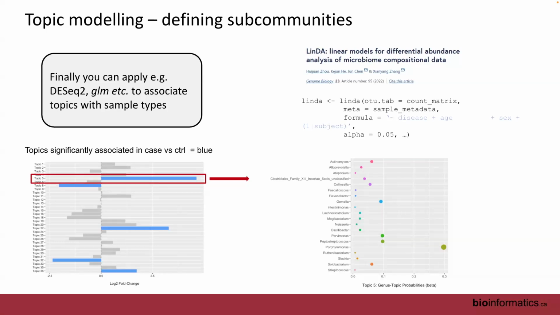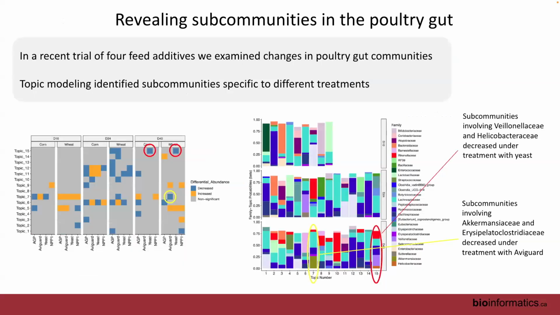So you've kind of collapsed all of your taxa into these topics, and then you can run your statistical significance tests, identify which topics are associated with one sample versus another sample. And then once you identify those significant topics, you can go in and see what that topic is actually composed of. And in this case, a major contributor is this Porphyromonas, but there are other taxa associated with it as well.